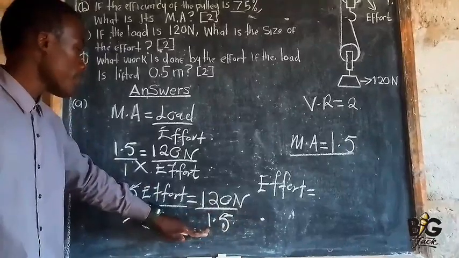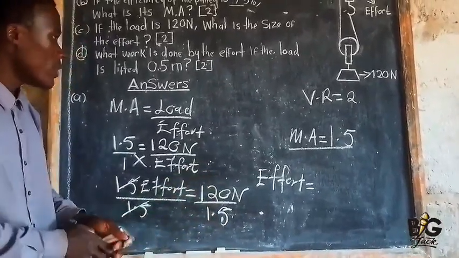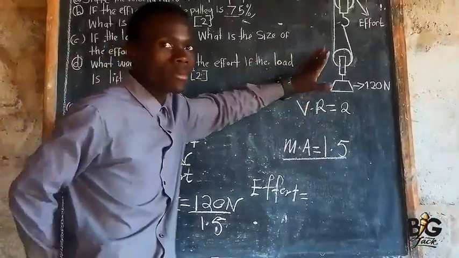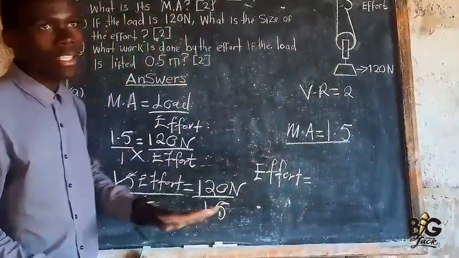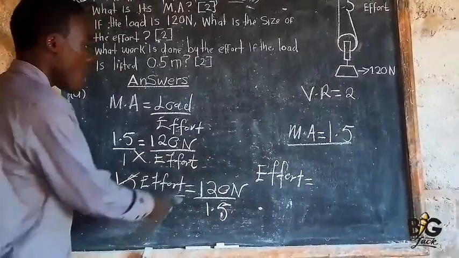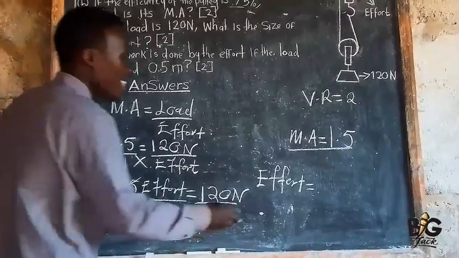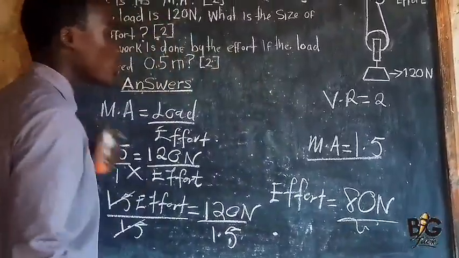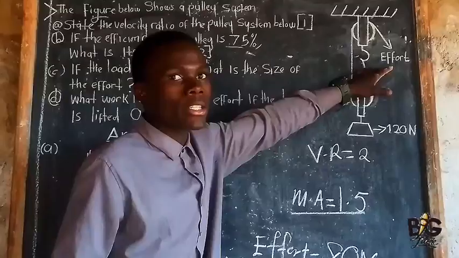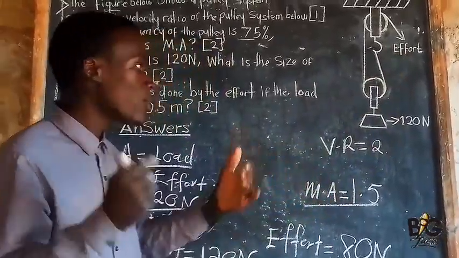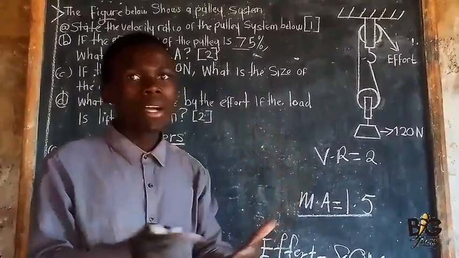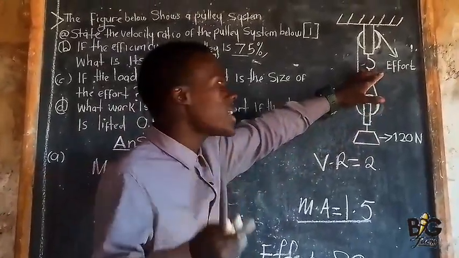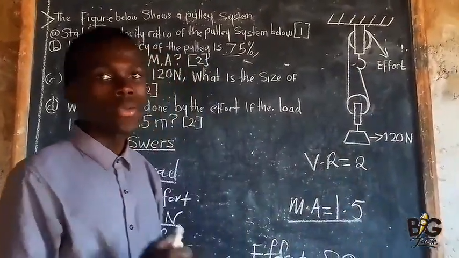newtons divided by 1.5. Now remember here we have newtons, and effort is more like the force which was applied to this pulley system. Meaning our answer here is going to be in newtons. So we are going to say 120 newtons divided by 1.5, and then the answer is going to be 80 newtons. So this is the force, or the effort, which was applied to this pulley system. Now as you can see, as I was saying, this question is coming from simple machines. Meaning the effort which is going to be applied to this pulley system should be less than the load which is going to be applied to the pulley system.